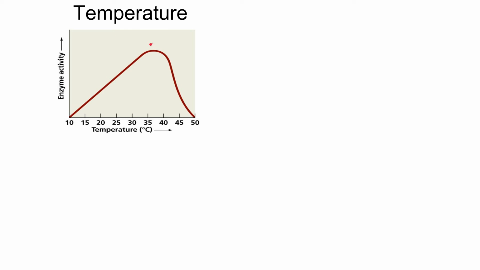This temperature here is the temperature at which our successful collisions are most likely to occur, and we're most likely to form enzyme substrate complexes. This is because, firstly, we have sufficient kinetic energy in both the enzyme and the substrate for them to form these successful collisions. But importantly, we haven't increased the temperature so much that we're actually damaging the enzyme.